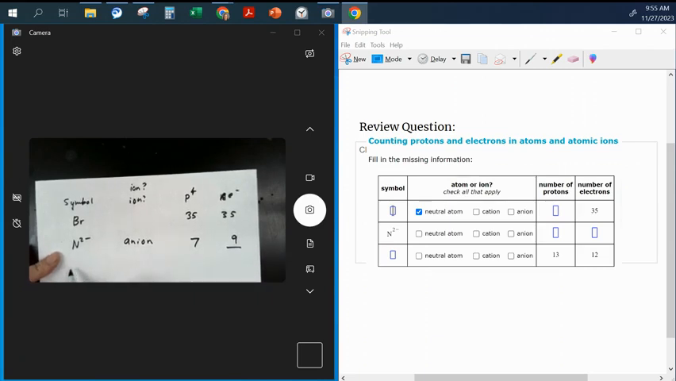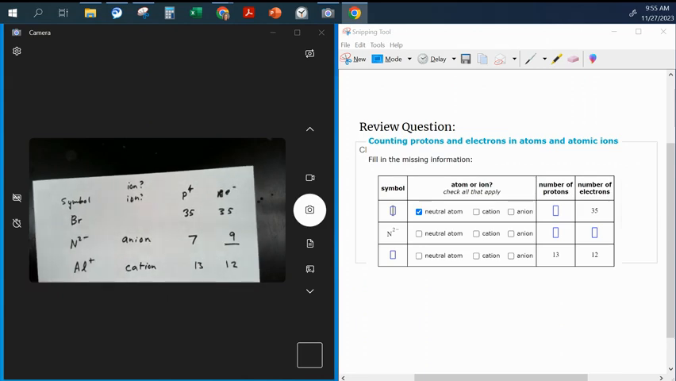And the last box. What's the symbol here if it has 13 protons? It is aluminum. Good. Aluminum. Good. And then what else do we need here? That's a cation plus more quantum. Good. So we need a plus symbol. So this says 13, this says 12. And then it's a cation. Good.